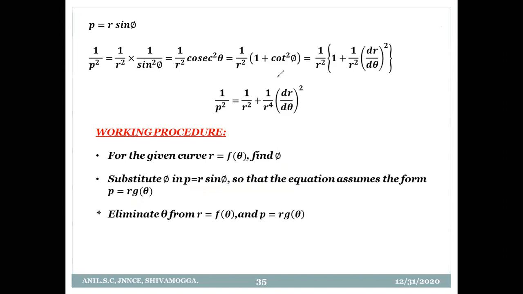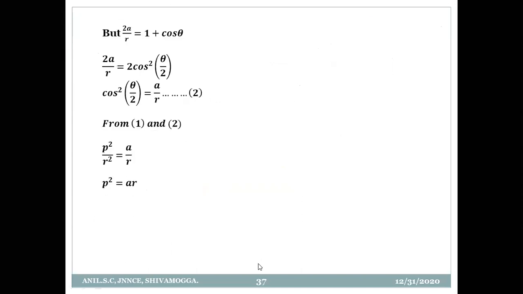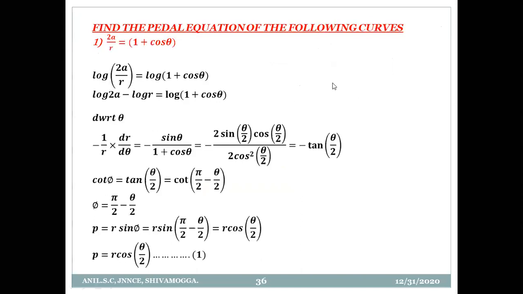We'll solve a problem. We'll come to know how to find these pedal equations. Find the pedal equation of the following curves. First problem: 2a divided by r is equal to 1 plus cos theta.